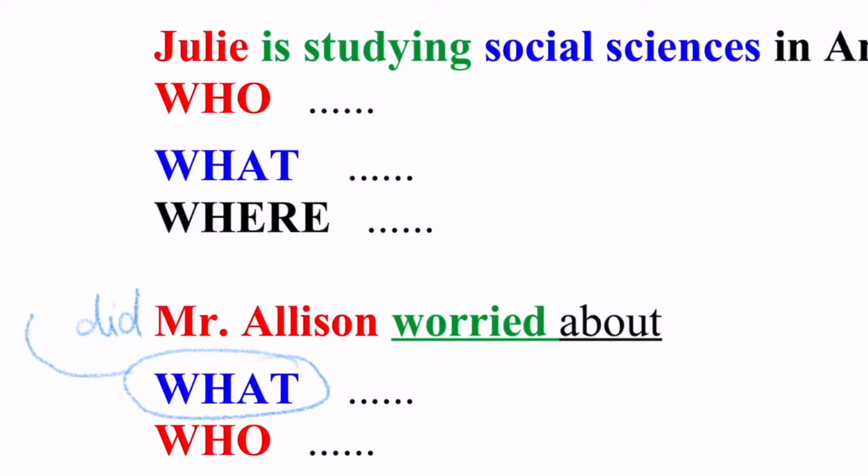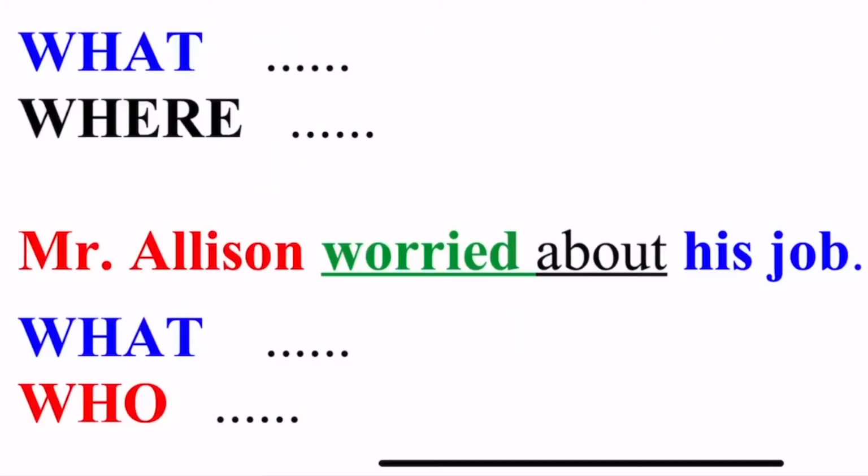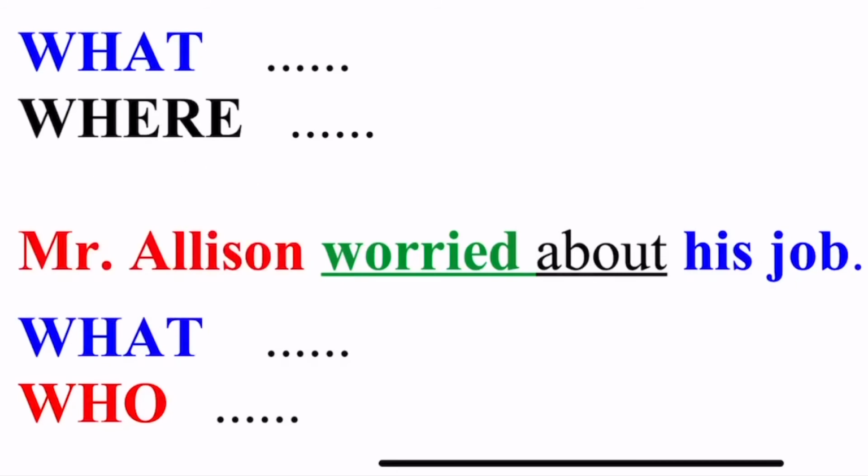So what did Mr. Allison worry? We have to put the base form again. What did Mr. Allison worry about? This is the first question. Instead, if we want to know somebody worried about his job, but we don't know who, we just ask simply, who worried about his job, leaving the sentence structure exactly the same. The answer is Mr. Allison.